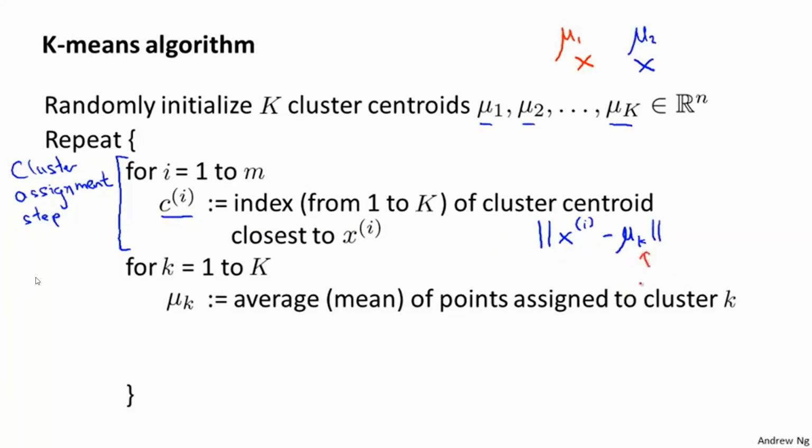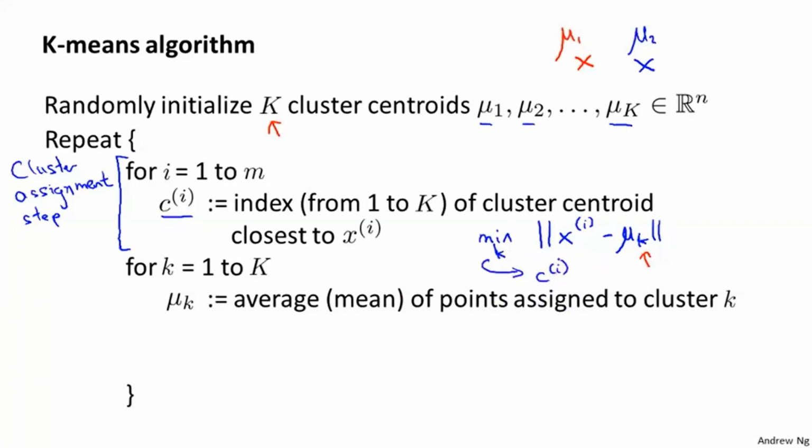This here is a lowercase k. Uppercase K is used to denote the total number of cluster centroids, and lowercase k is a number between 1 and capital K. I'm just using lowercase k to index into my different cluster centroids. So that's the distance between the example and the cluster centroid, and I'm going to find the value of lowercase k that minimizes this, and that's what I'm going to set as ci.